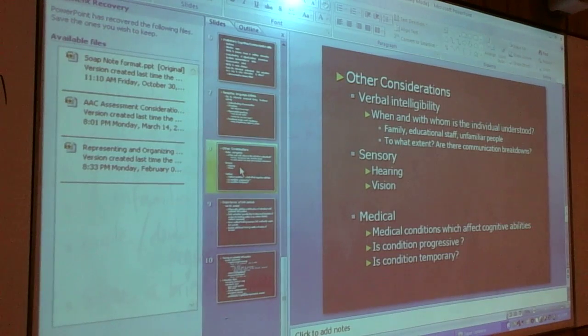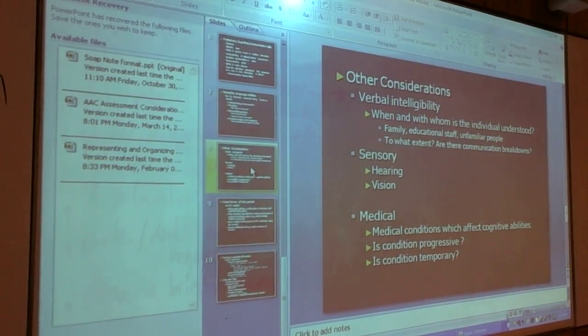All right, other considerations. So, verbal intelligibility. Some comments here in that I also get a lot of requests to do evals for kids who have speech intelligibility issues. So they have speech motor impairments. They may have CP and have dysarthria, for instance, or they have apraxia. So some of those kinds of diagnoses. They are verbal communicators. They're speaking and using speech, but their intelligibility varies.